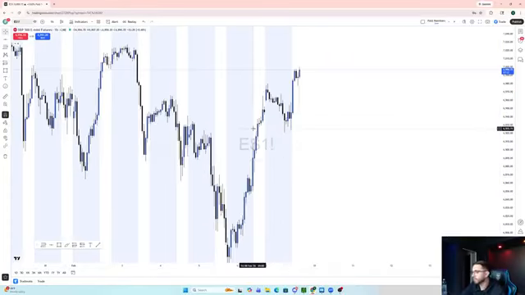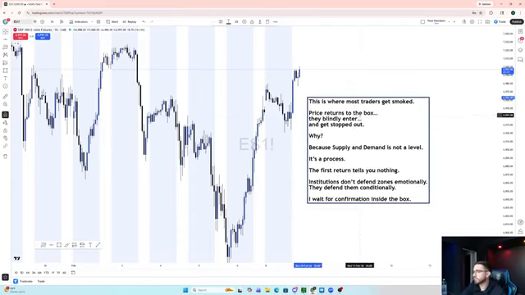Now, here's one thing that you want to keep in mind when price approaches the zone, because this is where most traders get smoked. Price returns to the box and they blindly enter. And what happens 9 times out of 10 if you blindly enter? You get stopped out. Why? Because supply and demand is not a level. It is a process. The first return tells you nothing.